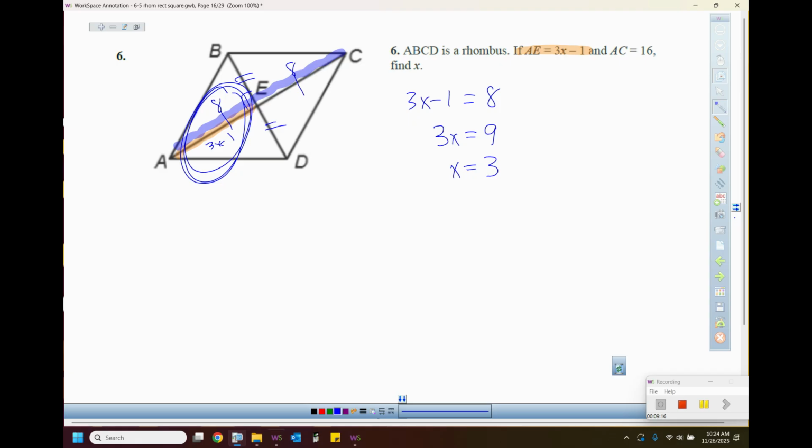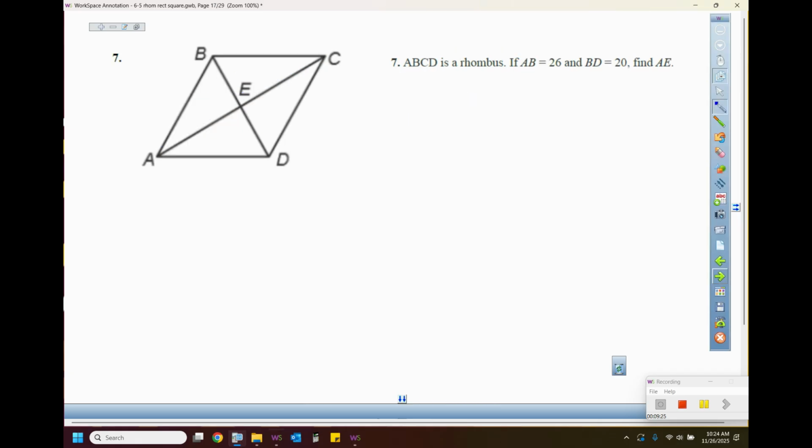Cool. Just read carefully. Don't assume that they're giving you both little pieces. So ABCD is a rhombus. If the distance from A to B is 26, okay, so I got that in my picture. And the distance from B to D is 20, right? Find the distance from A to E.